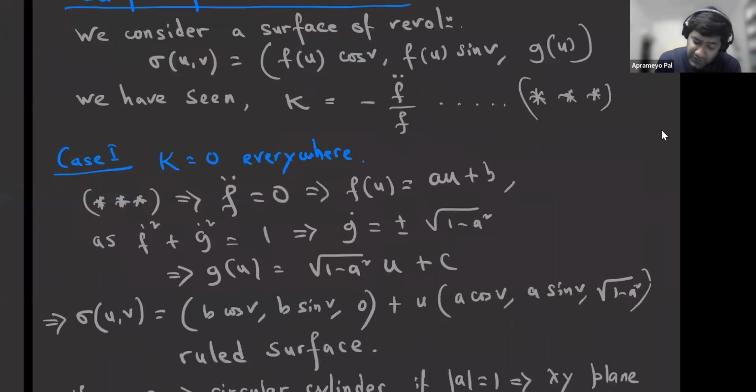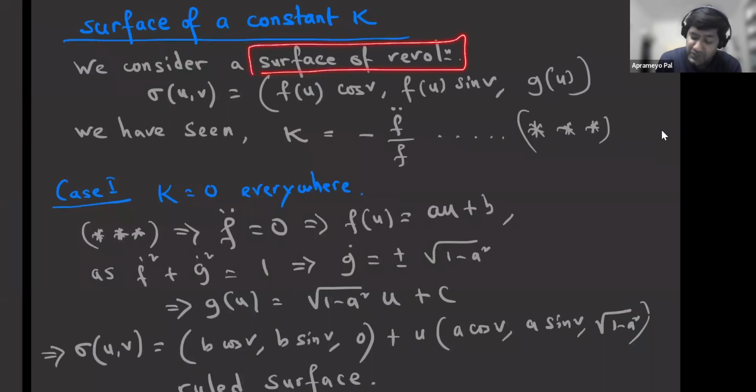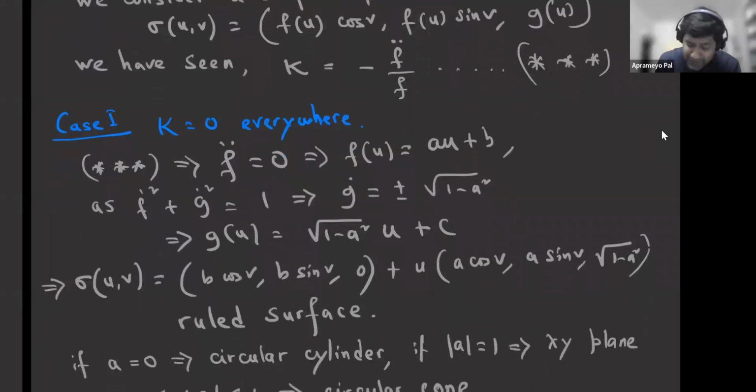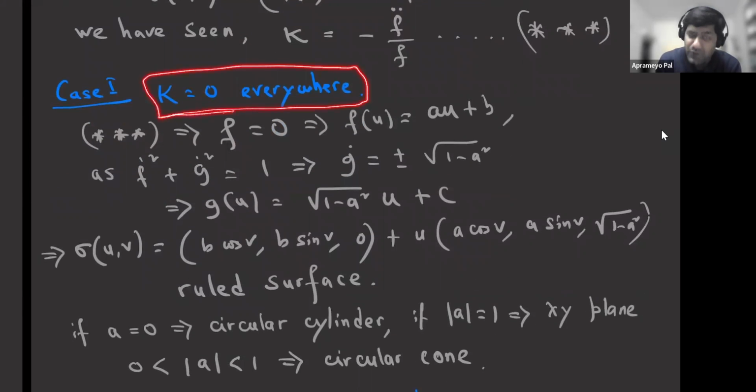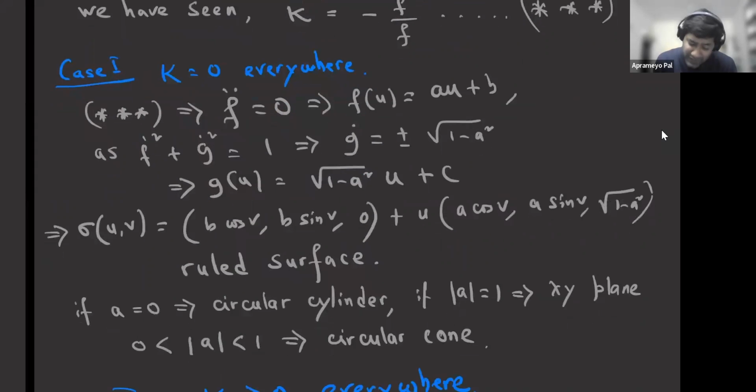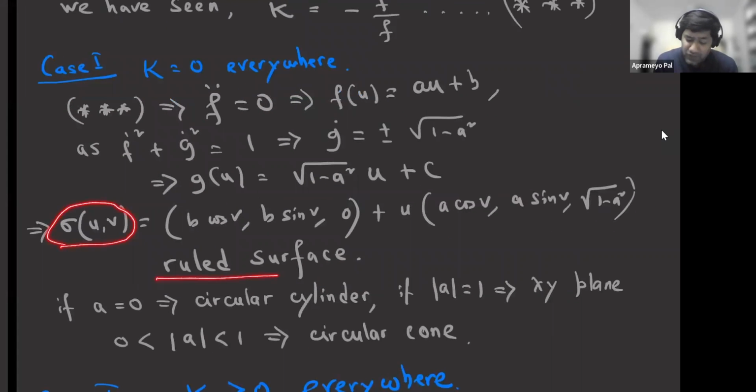So if we consider the surface of revolution, for example, which is a kind of general example, and here we have already seen this. If K is 0 everywhere, then we have already seen that this sigma is actually a ruled surface.